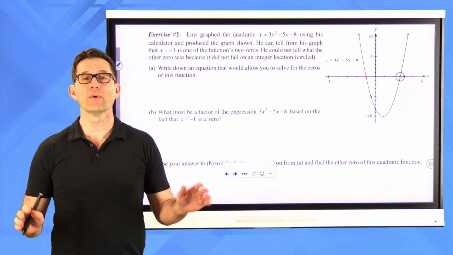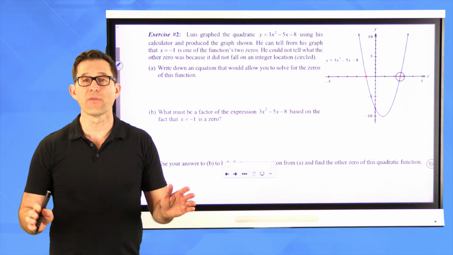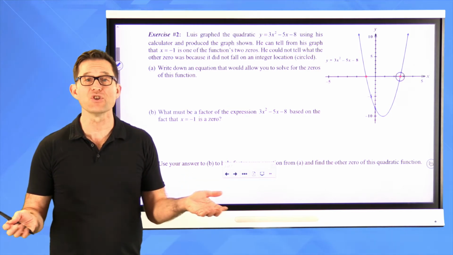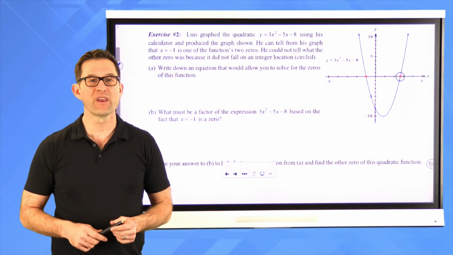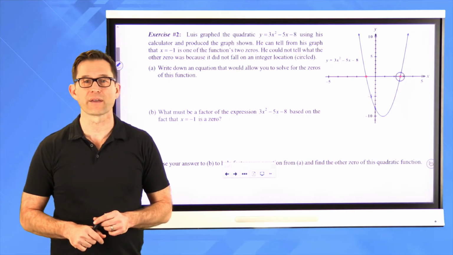All right, so in letter A, I don't want you to solve anything. I just want you to write down an equation that you could solve that would give you the zeros to the function. Pause the video now. This should be relatively quick.